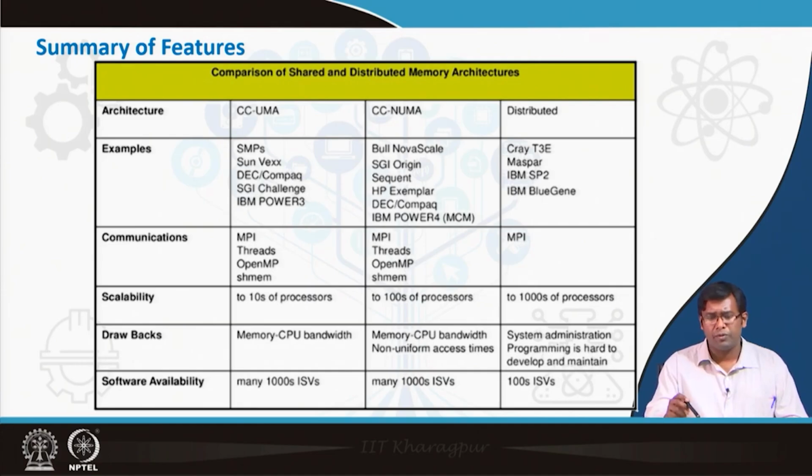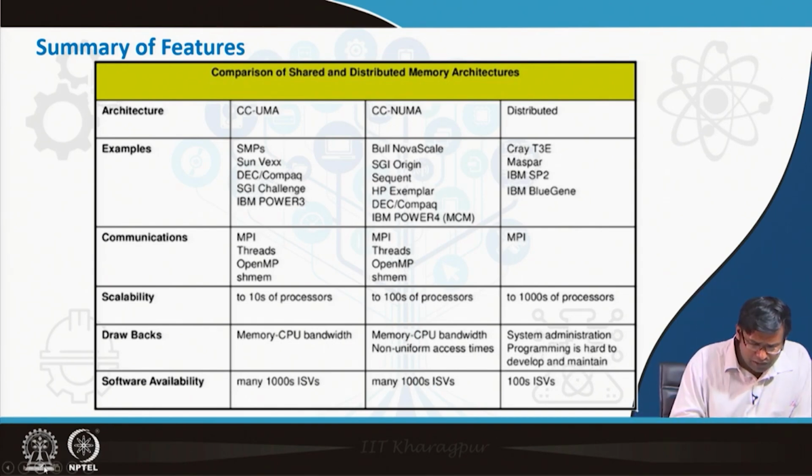The next one is non-uniform memory access. IBM Power 4, HP Exemplar, SGI Origin are examples of that. Again, similar software APIs like MPI and OpenMP apply. This can be scaled to hundreds of processors. So, many processors, 100, 200, 300, 500 processors can be put into an interconnect switch, and though they are computers with different RAMs, this memory can be mapped into the shared memory space. And again, the issue is non-uniform access times and memory-CPU bandwidth here. However, almost all the software vendors provide software for this type of system.